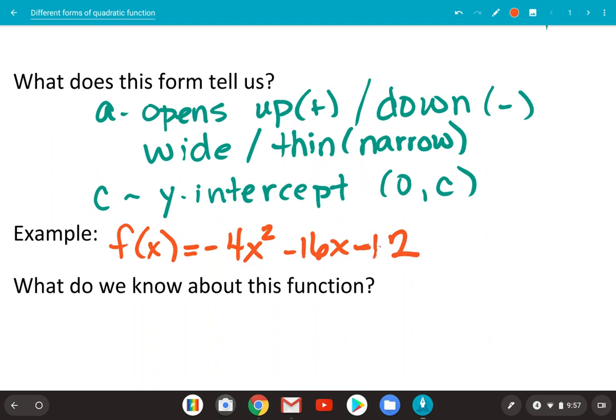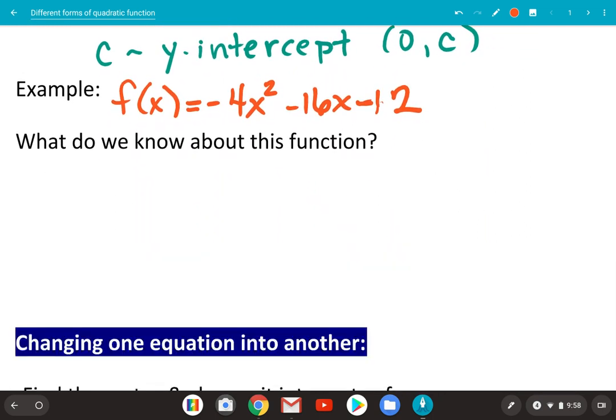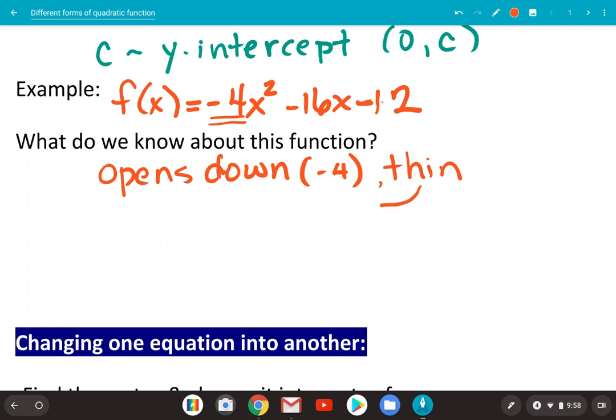And now on Khan Academy, you're going to have to graph these, and I'll show you a little bit later. I'll try to go on Khan Academy and put it up and do my version, and I'll make a video of it. All right, so what do we know from this equation? From the first number, we know it's opening down, because it's a negative 4. We also know it's going to be thin because of the 4. And we know the y-intercept is going to be 0, comma, negative 12.